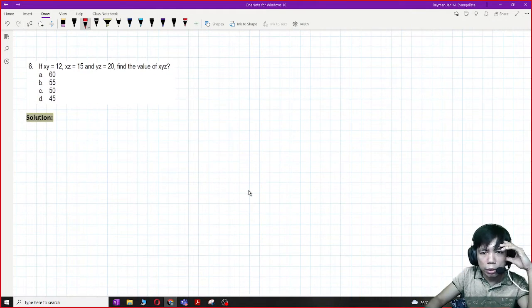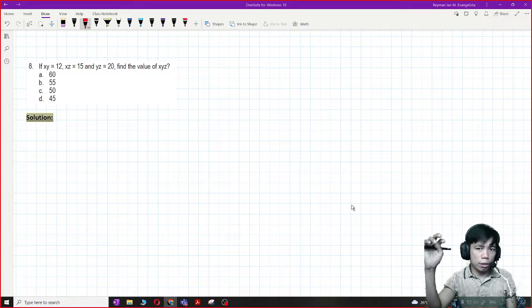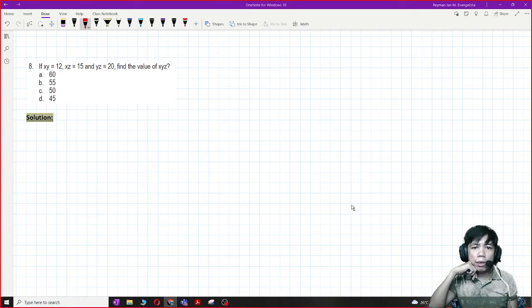Okay, next, number 8. If xy is equal to 12, xz is 15, and yz is 20, find the value of xyz. Okay, the product of x, y, and z.